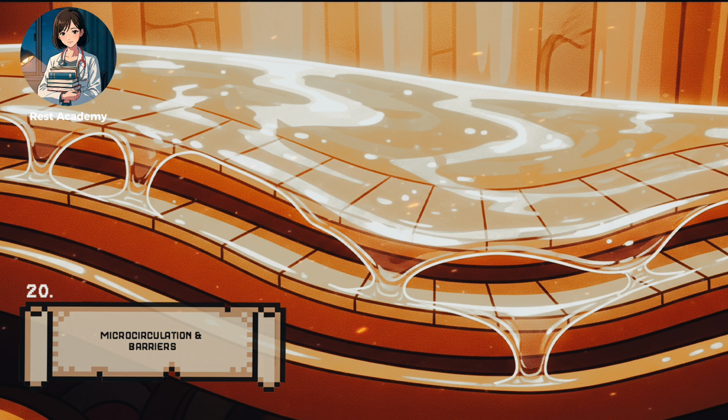Accessory organs, the liver, pancreas, and gallbladder, have specialized histoarchitecture. The liver's lobules house hepatocytes arranged in plates, bordered by sinusoids and bile canaliculi. The pancreas has acini for enzyme secretion and islets for endocrine control. The gallbladder stores bile, its mucosa lined with simple columnar epithelium forming deep folds.